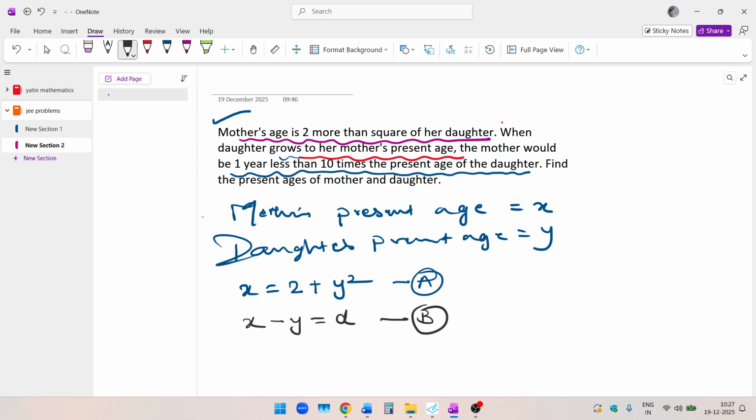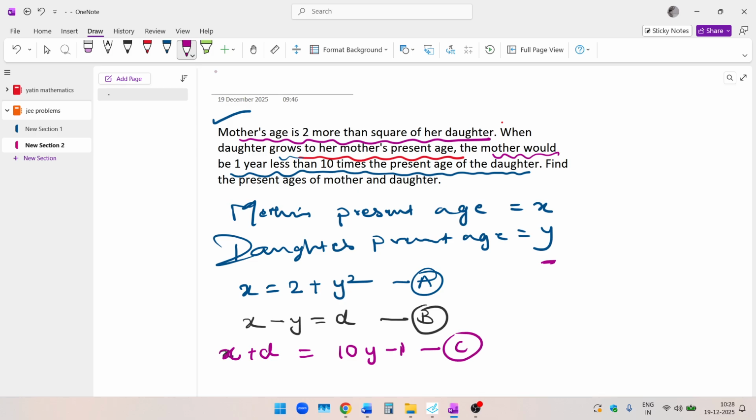After daughter reaches the mother's age, so after d years, mother's age will be x plus d. So mother's age would be x plus d after d years, and at that time the mother would be 1 year less, so minus 1. She would be 1 year less than 10 times the present age of daughter. 10 times the present age of daughter is y, so it should be 10 times y minus 1. This is a very important equation.